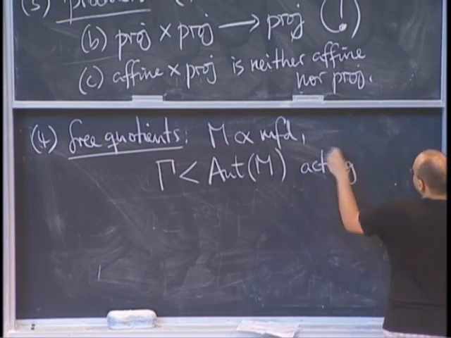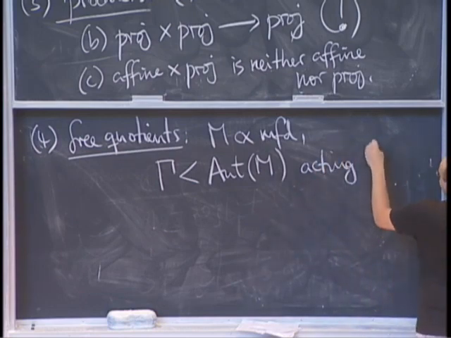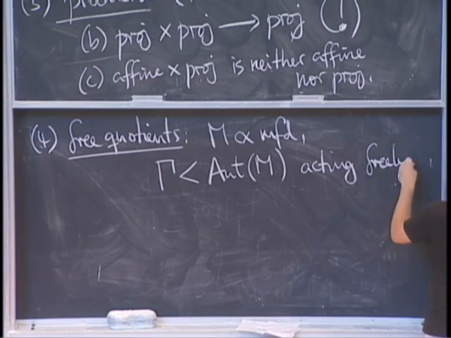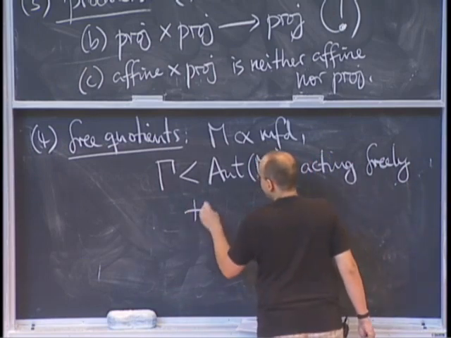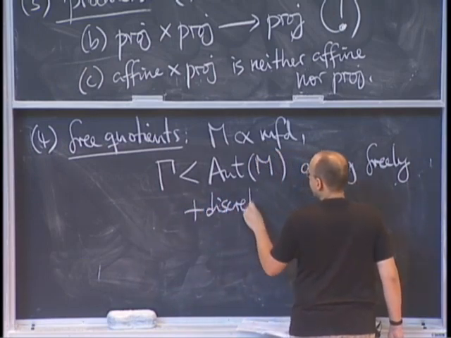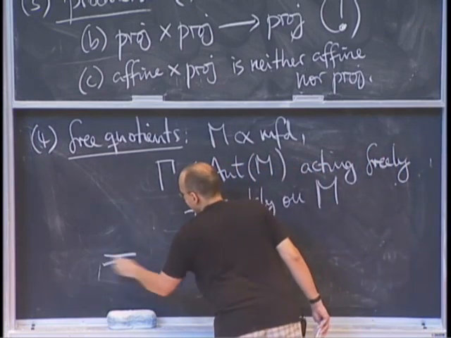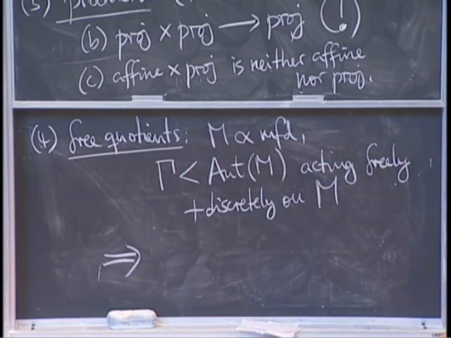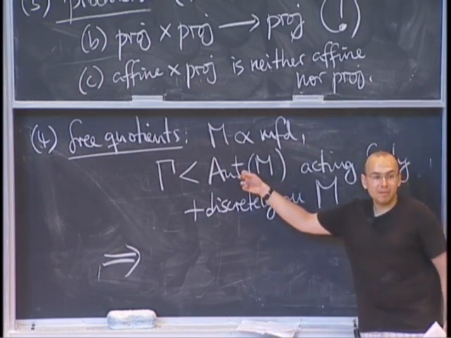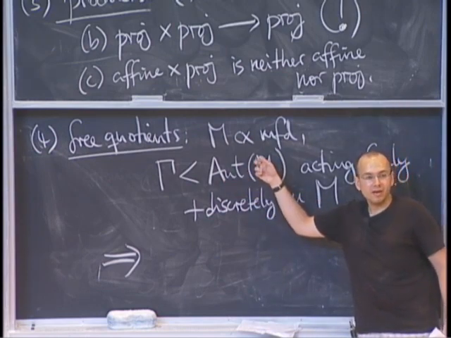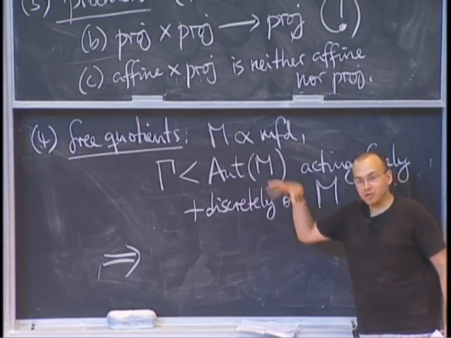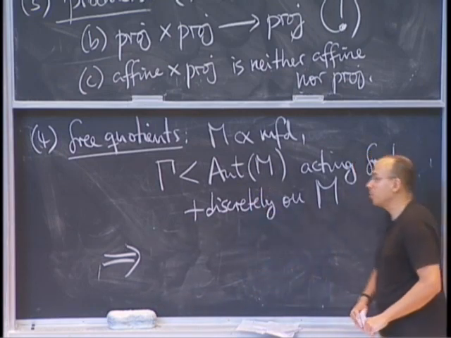Acting freely, properly discontinuously, whatever, on M, freely and discretely on M. That's just the conditions that you need in order to turn the quotient M mod gamma into a smooth manifold. And then it's automatically going to be a complex manifold because, by assumption, gamma is a subgroup of the biholomorphism group of M. So it's going to preserve the complex structure, and the complex structure is automatically going to pass down to the topological quotient.